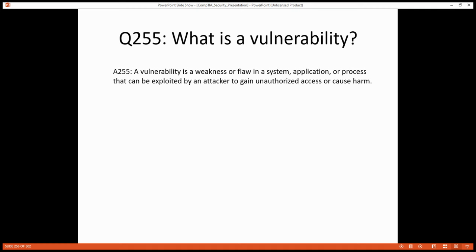Q255. What is a vulnerability? A 255. A vulnerability is a weakness or flaw in a system, application, or process that can be exploited by an attacker to gain unauthorized access or cause harm.